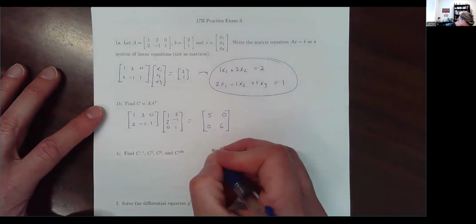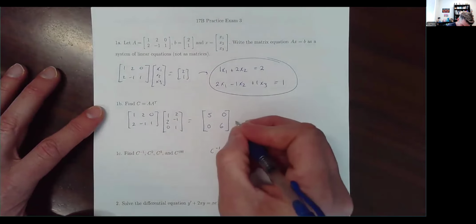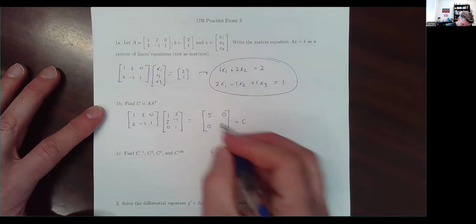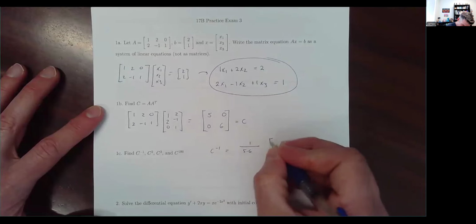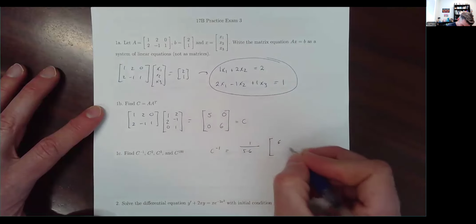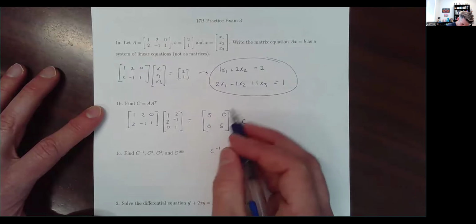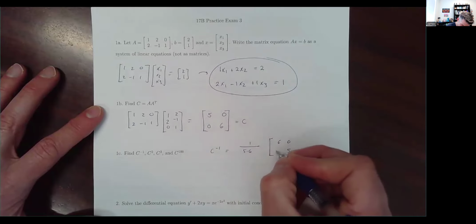So C inverse is going to be, and this is our matrix C, 1 over the determinant of C, which is 5 times 6 minus 0. And then we interchange the diagonals. And we change the signs of the off diagonals, but negative 0 is still 0.